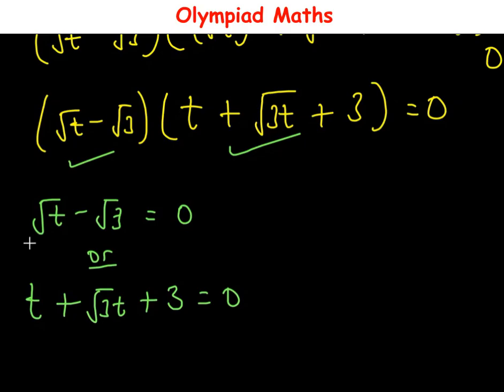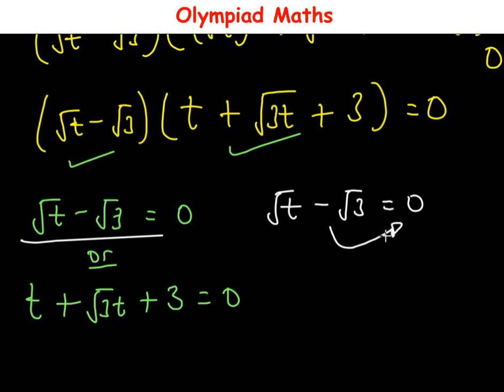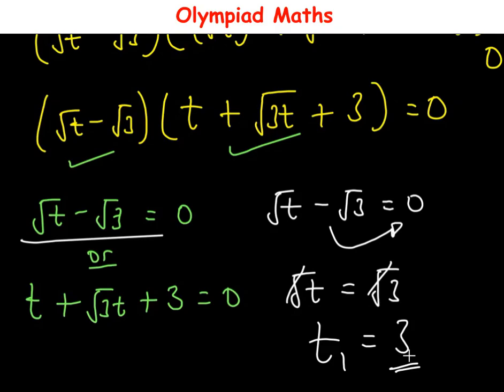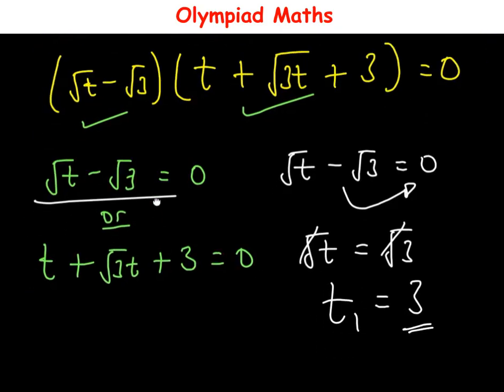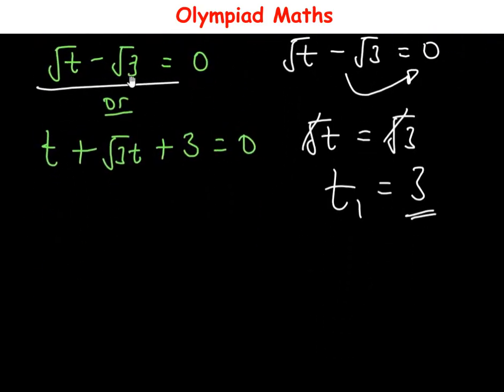So then, let's first start with the first equation, which is root t minus root 3 is equal to 0. So, move minus root 3 over to this side. This becomes root t is equal to root 3. And from here, square cancels square root, the value of t is equal to 3. So this is the first solution, t equals 3. Now we've gotten the first solution of t from this first equation.